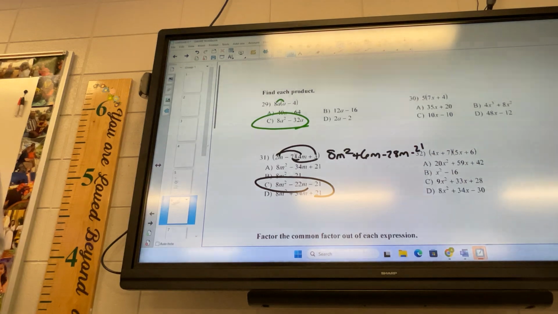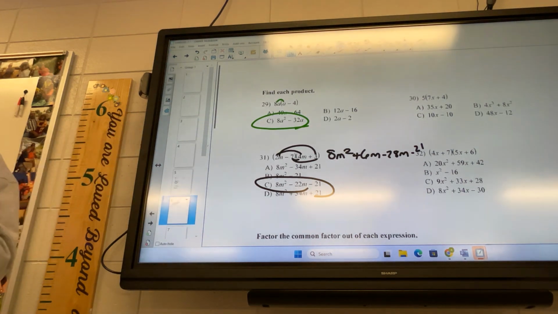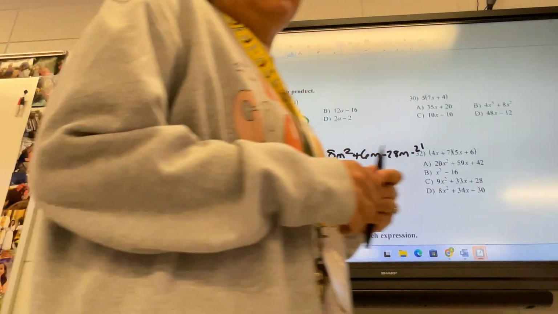Okay, that one has a negative 21 as well as B, but you're going to see when you combine the middle ones that would come out to be that number.